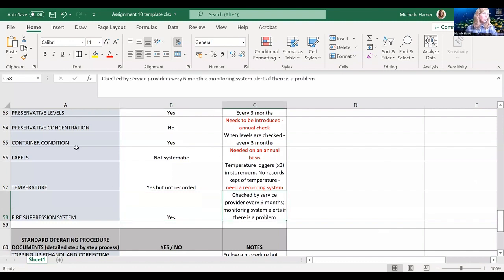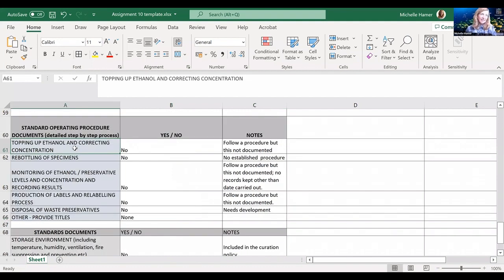Okay, and then the next lot was about documents. So the SOPs, so standard operating procedures and standards documents. So just ask, these are the ones that you should have. SOPs for how to top up ethanol, how to correct the concentration, rebottling of specimens. So what is your SOP for changing bottle? It might sound simple, but it's not always, it is a risk. So even if it's like half a page, that SOP.